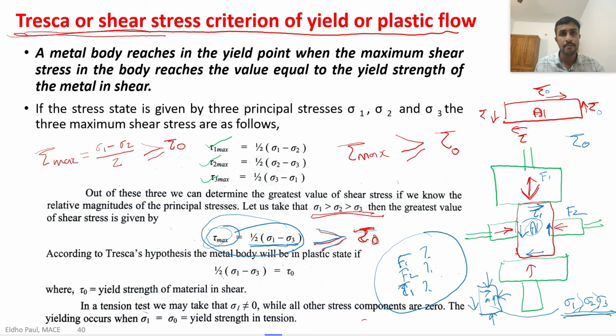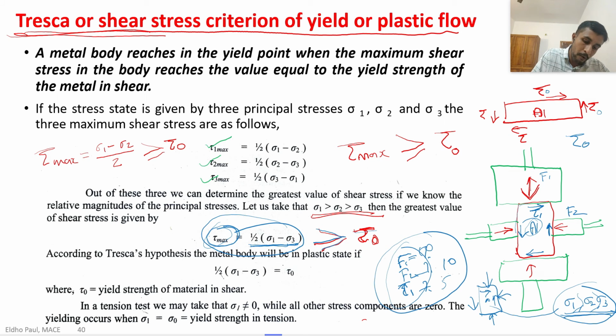We just check whether half of sigma 1 minus sigma 3, or tau max, is greater than or equal to tau 0. If it is greater, then there will be a plastic deformation. From that, we can calculate F1, F2 and tau 1. Say we give some values 10, 10, 5. Using these, we calculate sigma 1, sigma 2, sigma 3, and then tau maximum. If tau maximum is greater than tau 0, then we can use the 10, 10, 5 values for plastic deformation.